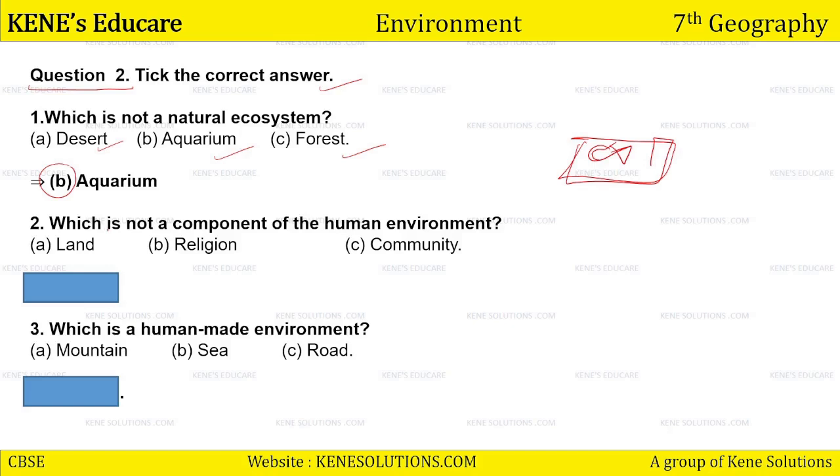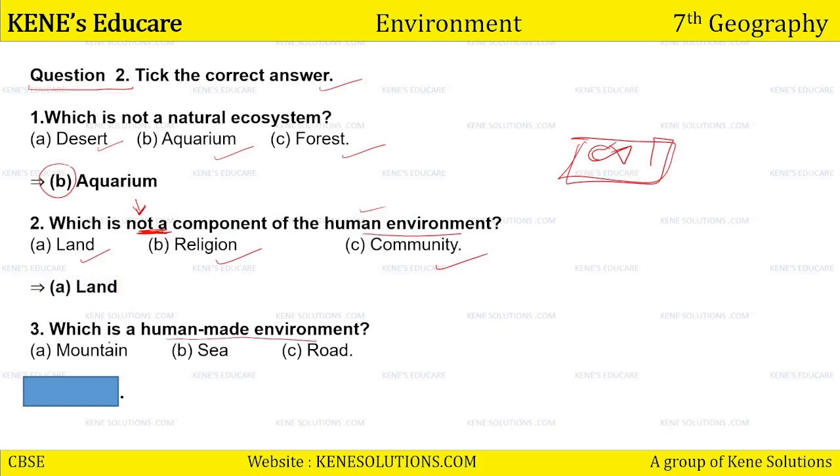Second part, which is, please remember, not a component of human environment, not a part of human environment. Land, religion, community. Please mark it, it's a not. Land is not a part of the human environment because land is part of a natural environment and not a human environment.